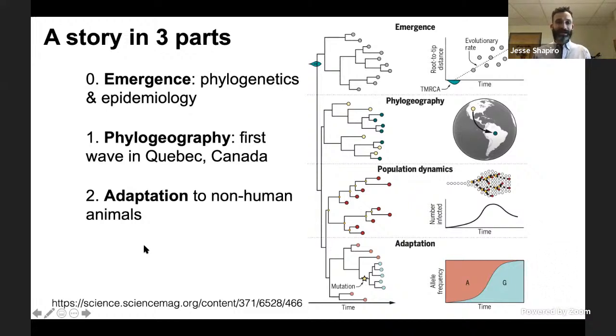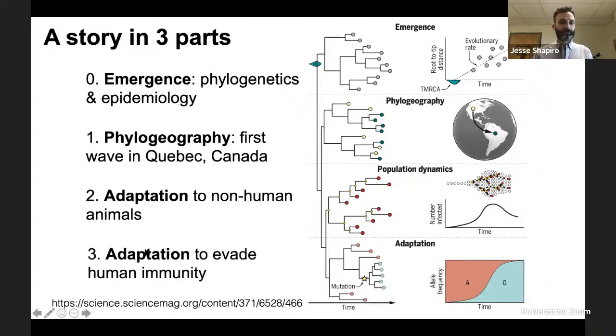Then I'm gonna talk about adaptation to non-human animals, so the spread and adaptation to animals like deer and mink and domestic animals. And finally, adaptation to avoid the human immune system, which of course we're interested in because that allows the pathogen to persist and continue in a hopefully post-pandemic world, but a world where there's continuous cycles of evolution and evasion of immunity that allows this virus to continue to cause us problems.